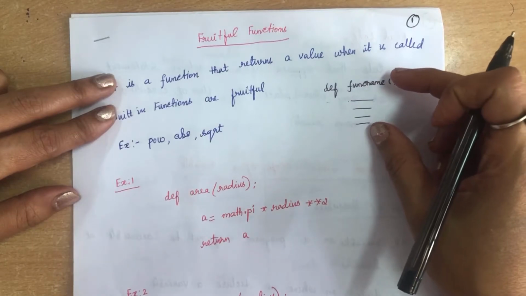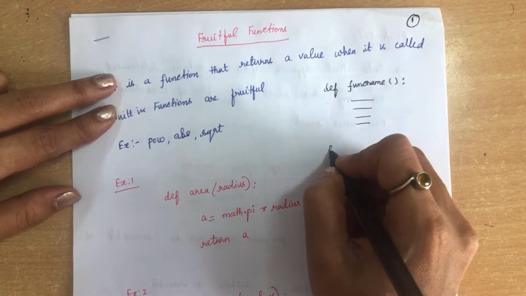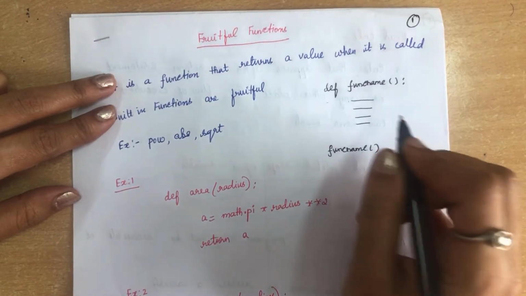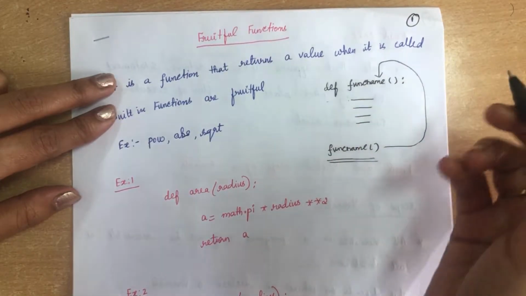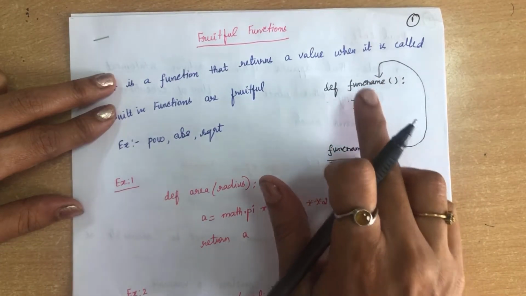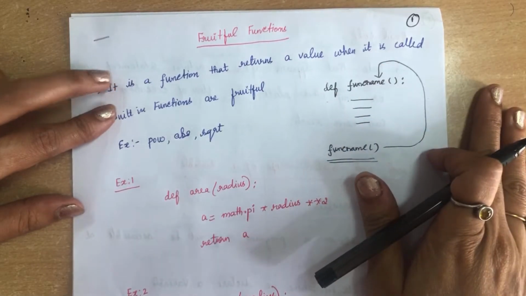So this is your function definition, and in your main program you will call this function like this: function name followed by rounded brackets. Once this function is called, the program jumps to this part. It will execute the statements and come back to the main program. Okay, so this is how the function will be executed.